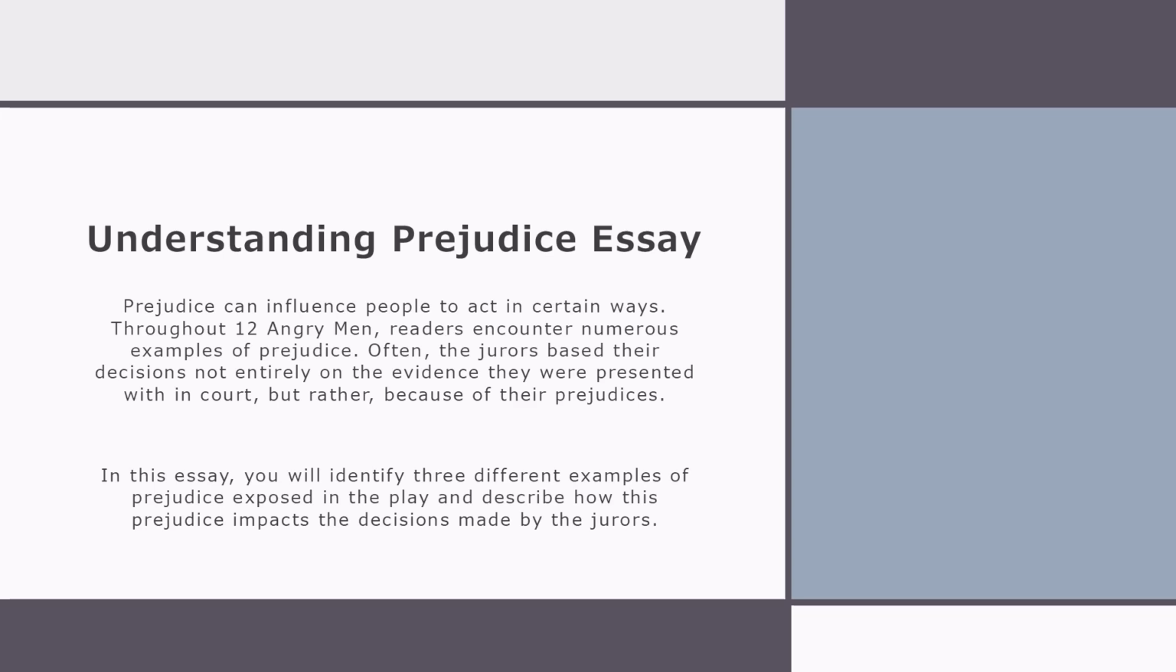So prejudice can influence how people act in certain ways. Throughout the play, 12 Angry Men or 12 Angry Jurors, readers encounter numerous examples of prejudice. Often the jurors base their decisions not entirely on the evidence they were presented with in court, but rather they judge it because of their prejudices, biases, or assumptions about other people.